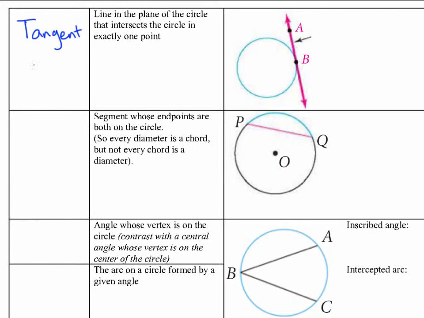But a tangent can be a line. It can be a segment. It can be a ray. I just put line here. It's a line in the plane of the circle that intersects the circle in exactly 1 point. So here's our circle. Here's this line coming through. Boop, it hits at exactly 1 point right here. So we can call this a tangent line, and it is tangent at B. And we're going to learn some properties of tangent lines later on.